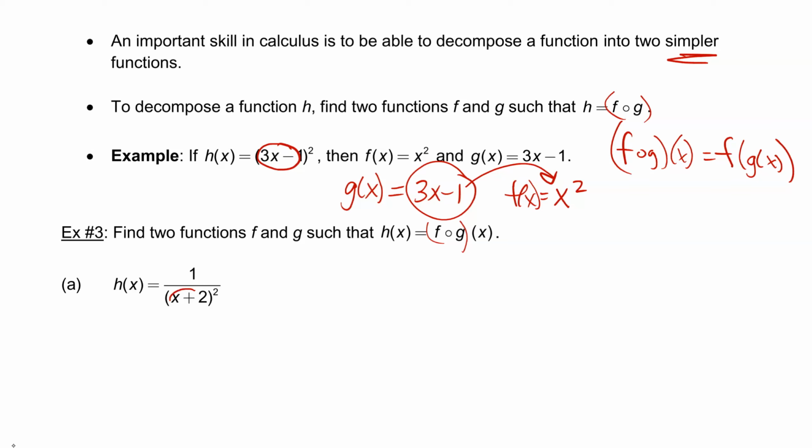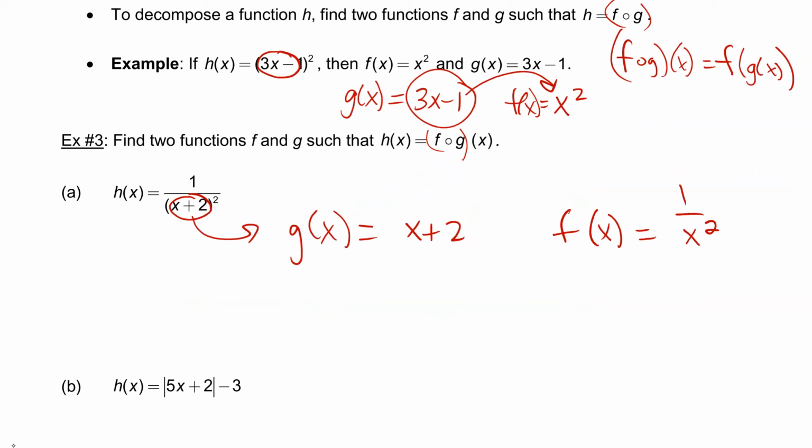So I want to pull out the smaller one, pull out the one that's inside. So I'll have g of x equal x plus 2. All right, and then this leaves me with f of x equaling 1 over x squared.